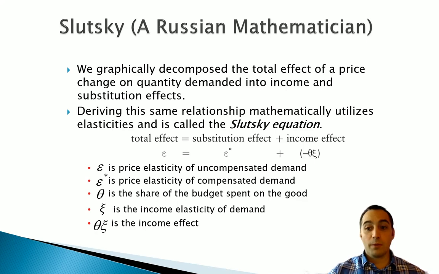So if we were to do this mathematically, which I might do on an exam, we would refer to what's called the Slutsky equation. In short, a Russian mathematician with the last name Slutsky found that the total effect, i.e. the price elasticity of uncompensated demand, must be equal to the price elasticity of our compensated demand plus the share of the budget spent on the original good times the income elasticity of demand.